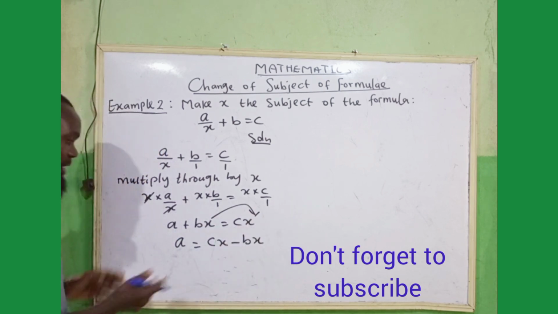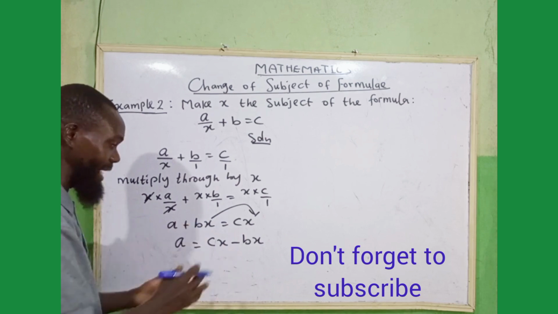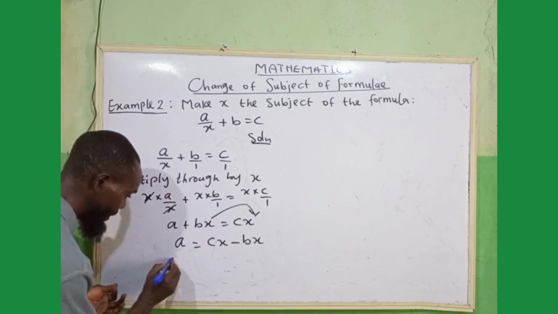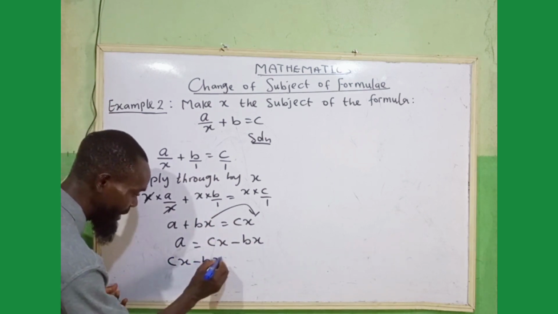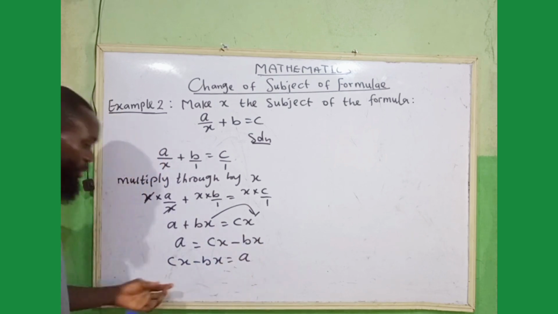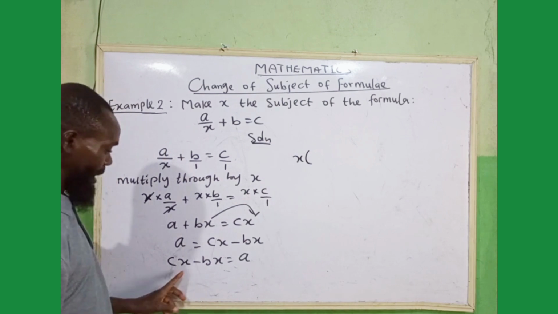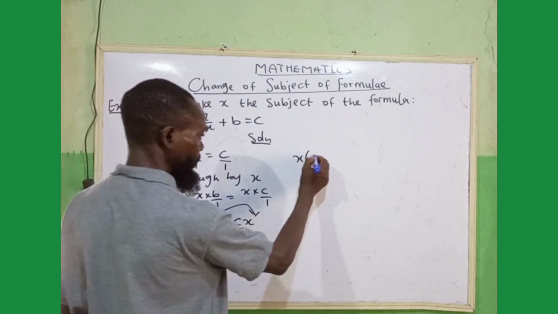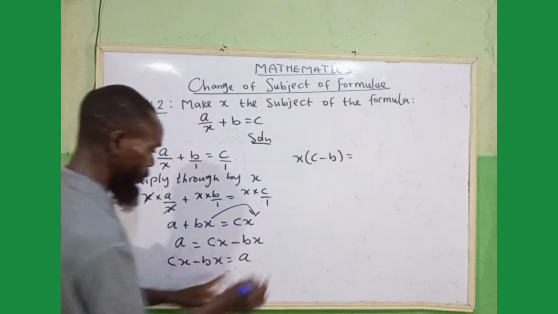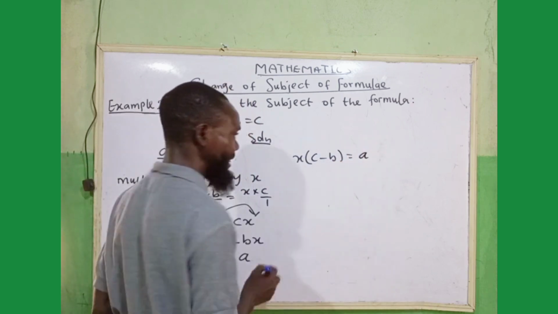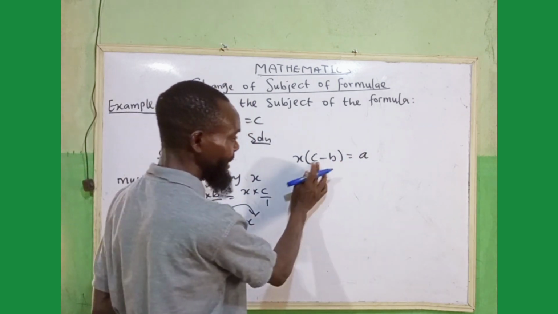Now from here, you can invert it. It will be the same thing as taking this one to the left hand side. Cx minus bx is equal to a. Now let us collect like terms from here. I have x, open brackets. When I collect like terms, it will be left with c minus b is equal to what? A. So the next thing is to divide both sides by this c minus b.